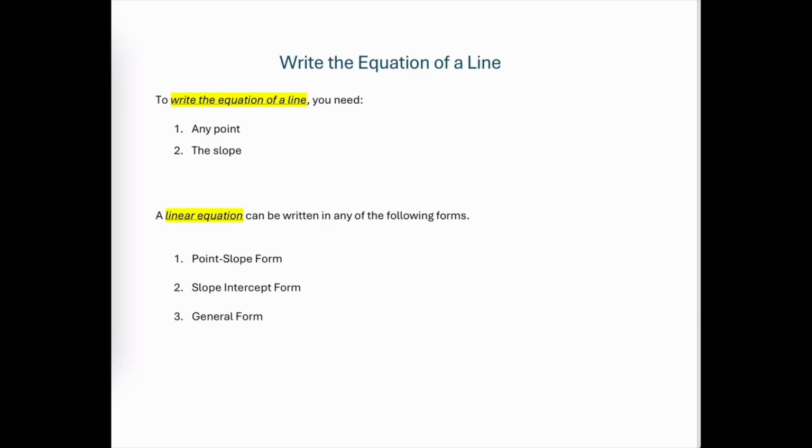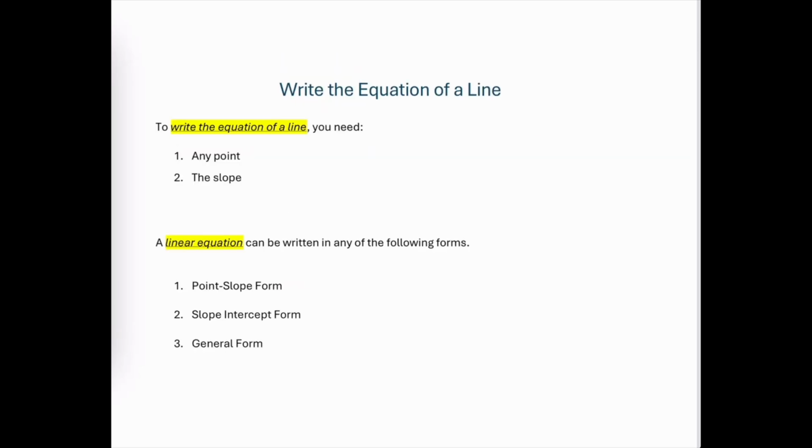In order to write the equation of a line, we're going to need some point on the line and the slope. Sometimes the slope of the line is given, and sometimes the slope of the line will need to be calculated. Once we have a point and the slope, we're going to plug those values into the point-slope formula, which is y minus y1 is equal to m times x minus x1.